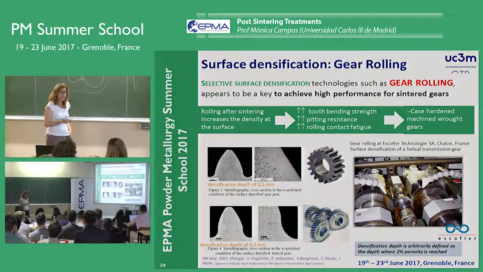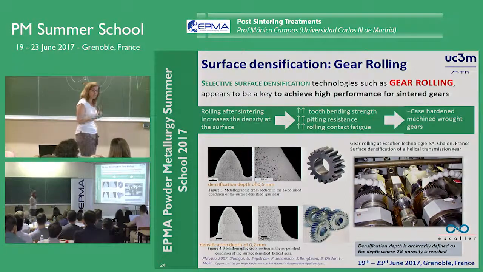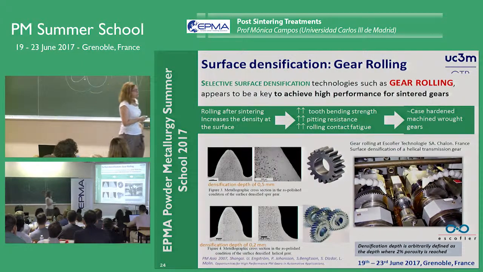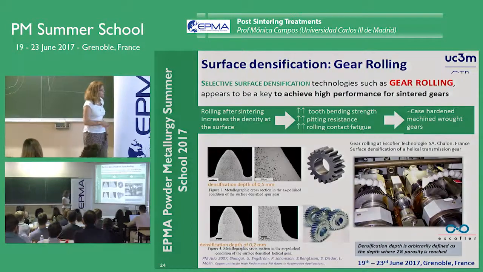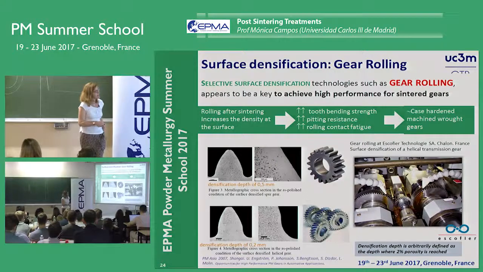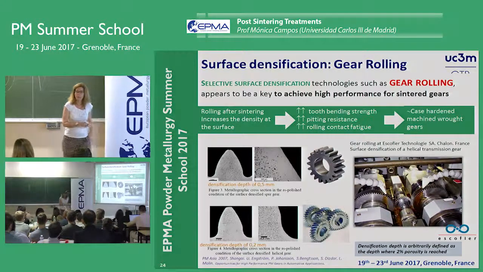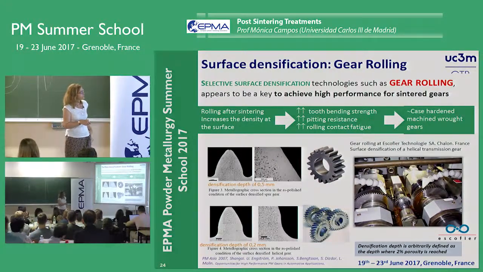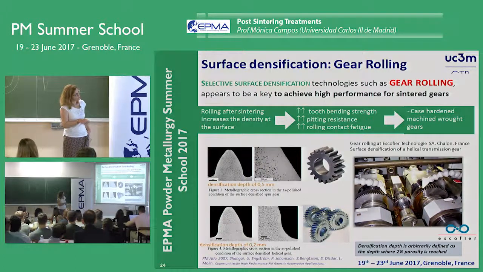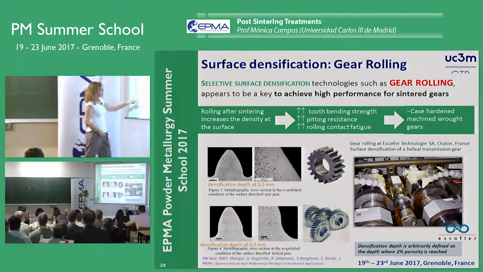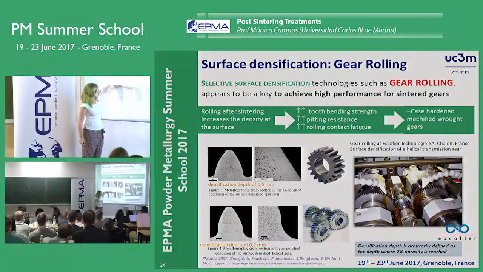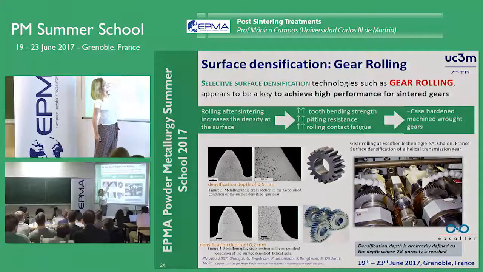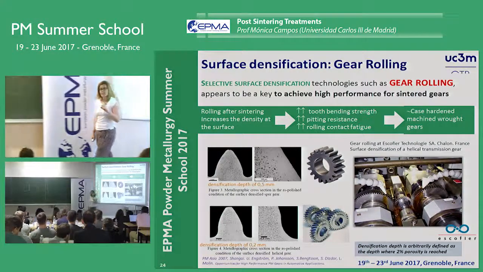Another possibility is to make this densification by gear rolling. Gear rolling was introduced in 1970 in Shanghai. I think it was one of the first papers. The first machine for gear rolling looks like here. And here you can see how we can densify, well, I don't know if you can see it too much, but we can densify this part of the teeth in our gear.